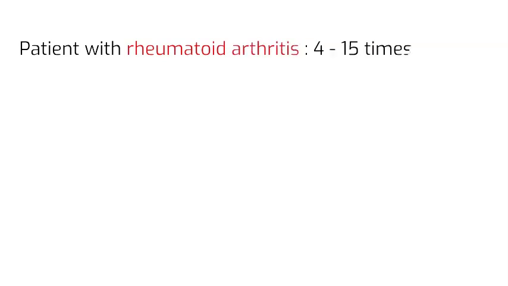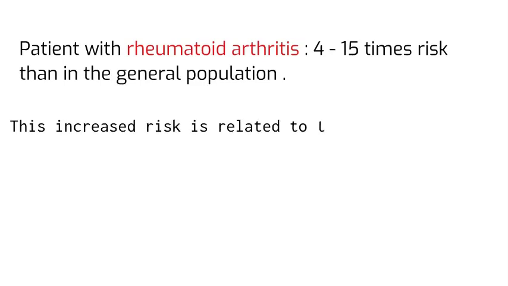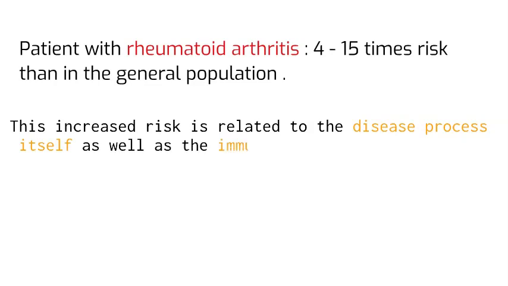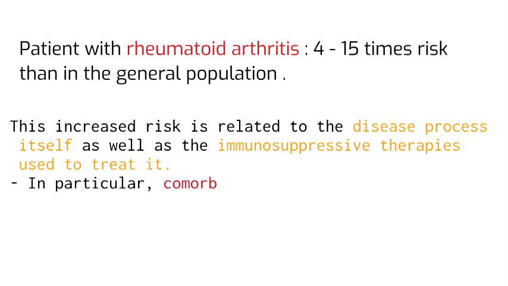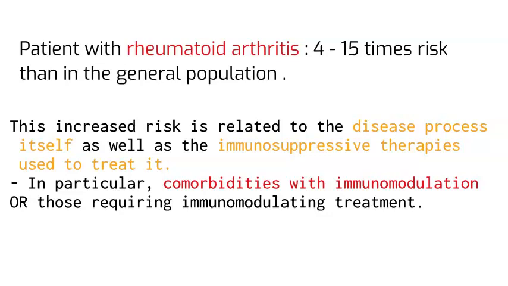In patients with rheumatoid arthritis, it has 4 to 15 times the risk than in the general population. This increased risk is related to the disease process itself, as well as the immunosuppressive therapies used to treat it. In particular, comorbidities with immunomodulation or those requiring immunomodulating treatment.